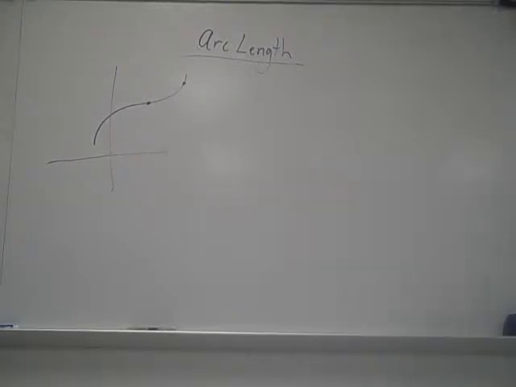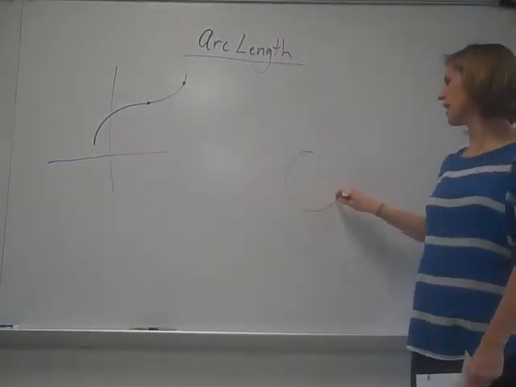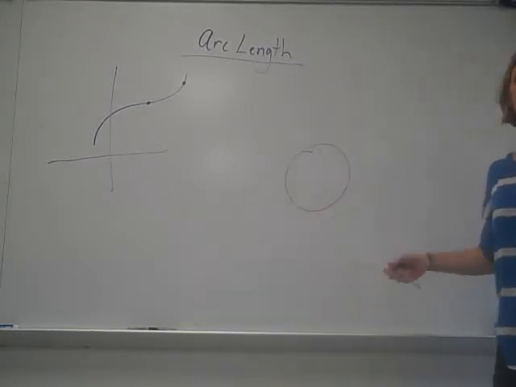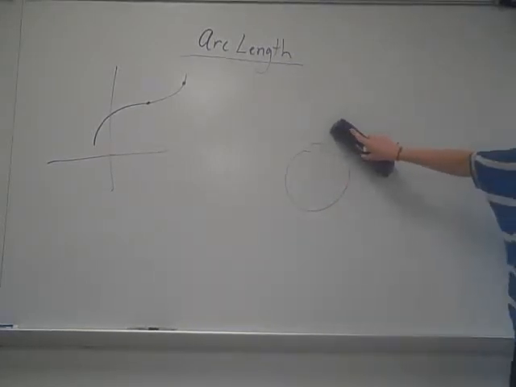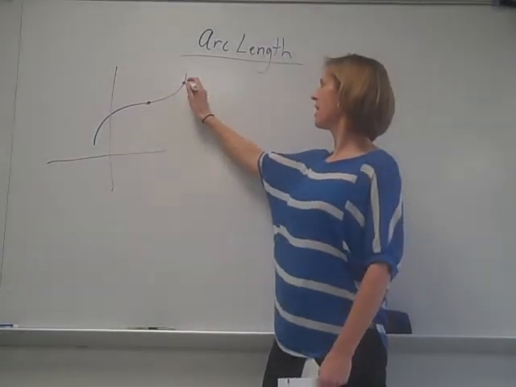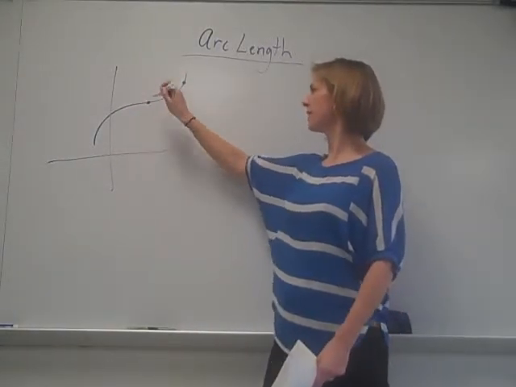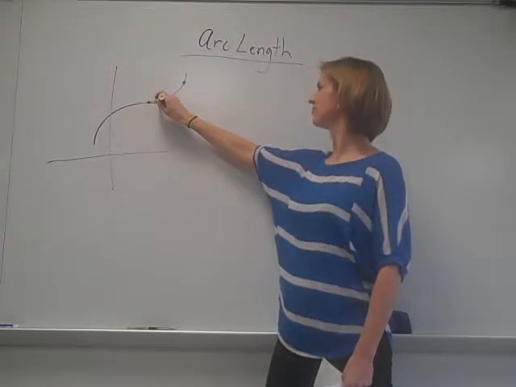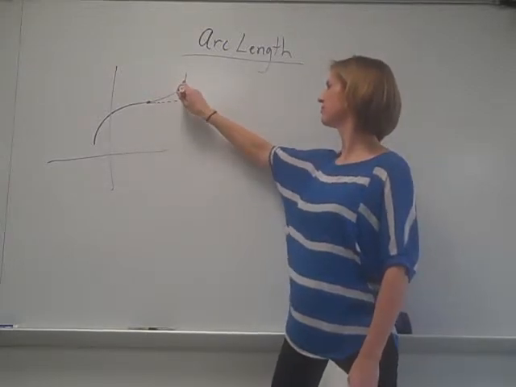It's not similar to circumference, but if it was a circle, I have a formula for that. It's 2 pi r. But if it's not a circle, or a section of a circle, I don't have any formula for that. So, if I'm trying to figure out how long this arc is, we think about this as a triangle in a way.